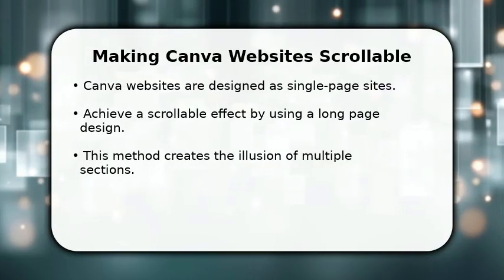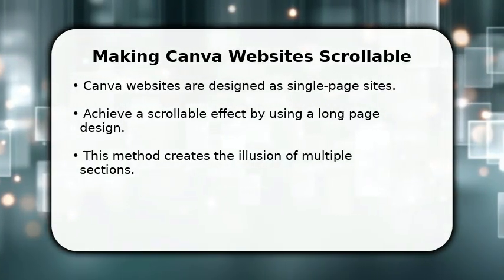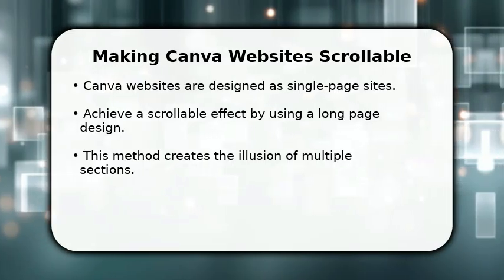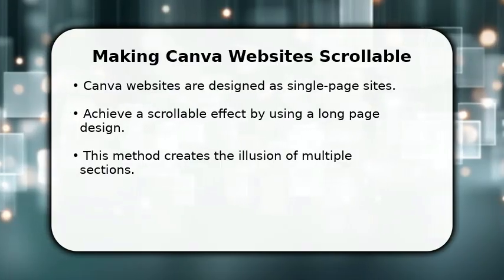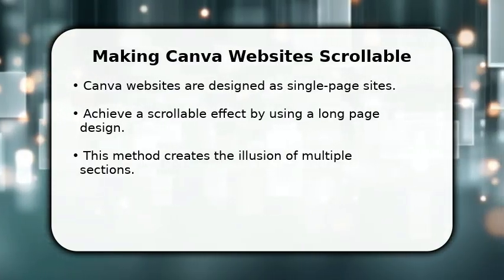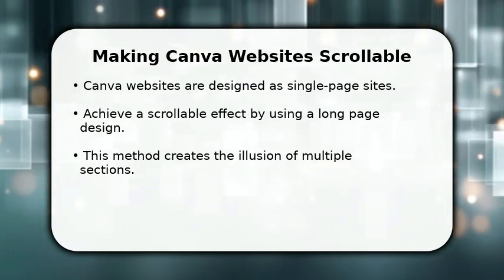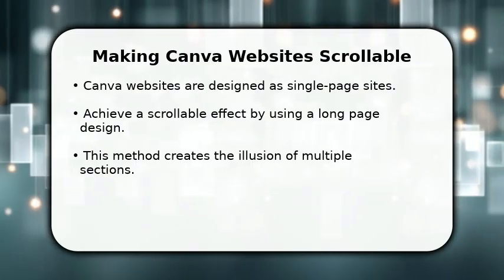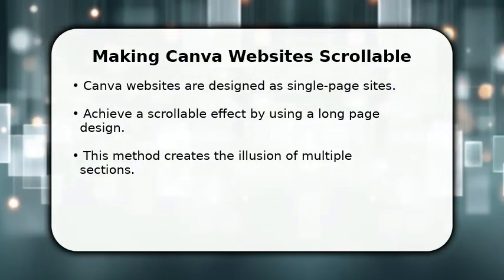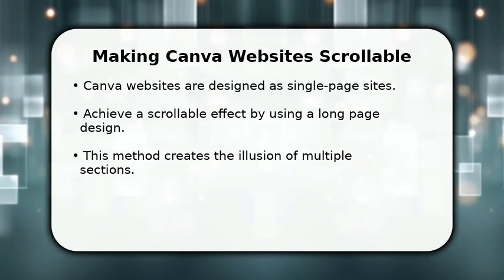In this video, I will explain how to make your Canva website scrollable. Canva websites are typically single-page designs, lacking traditional multi-page navigation. However, you can achieve a scrollable effect by simply extending your page vertically. This allows you to add more content, creating the illusion of distinct sections as users scroll down. It's the most effective way to present extensive information within Canva's website builder.